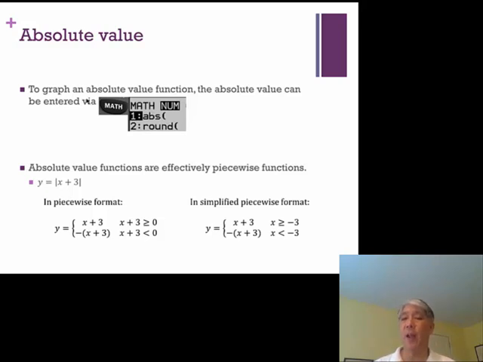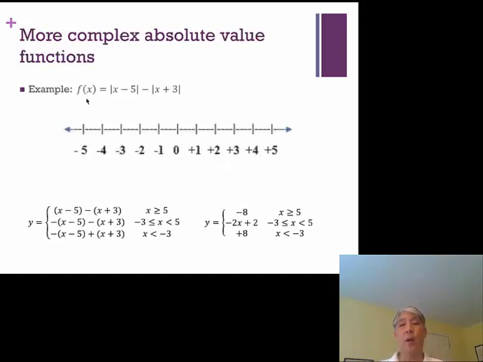Simplifying the inequalities, I would have from x greater than or equal to minus 3, I graph x plus 3. And from x less than minus 3, I graph minus x plus 3. So that's how we can graph an absolute value in a piecewise format. It does get more complicated, so let's take a look at this situation.